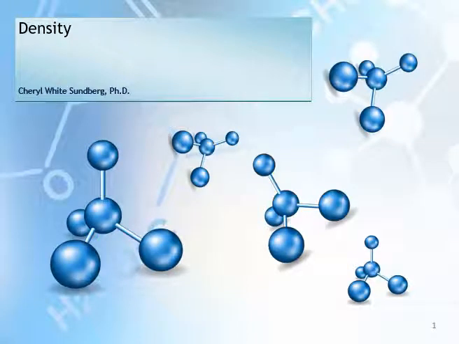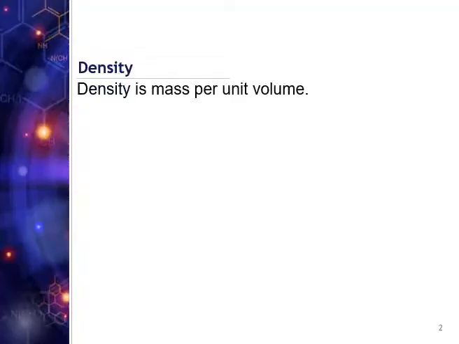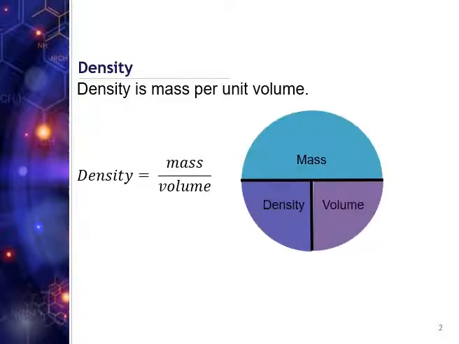Density. Density is mass per unit volume. The formula is density is mass divided by volume. You can use this little sphere as a way to figure out density or the components of density when you're trying to solve problems. You cover up the item that you're looking for.